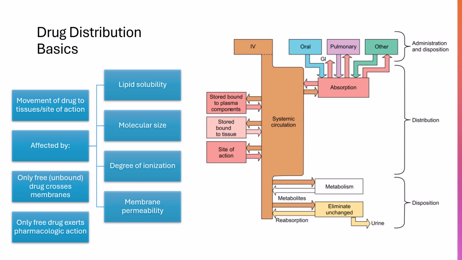Now, let's talk about distribution, which is the movement of a drug to tissues or its site of action. This is affected by several factors: lipid solubility, molecular size, ionization, and membrane permeability. Here's a critical point. Only free, unbound drug crosses membranes, and only free drug can exert a pharmacologic action. Drug that's bound to proteins like albumin is essentially inactive. This becomes particularly important in neonates, who have different protein levels and binding capacity than adults. Understanding how distribution differs in neonates helps explain why standard dosing often doesn't apply.